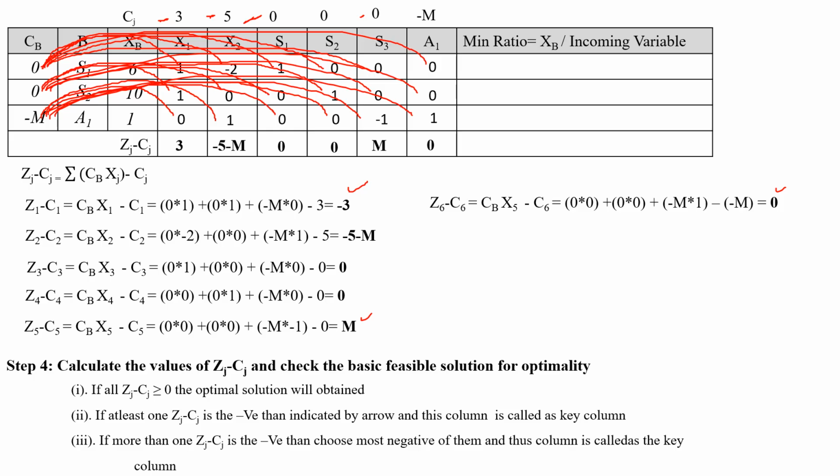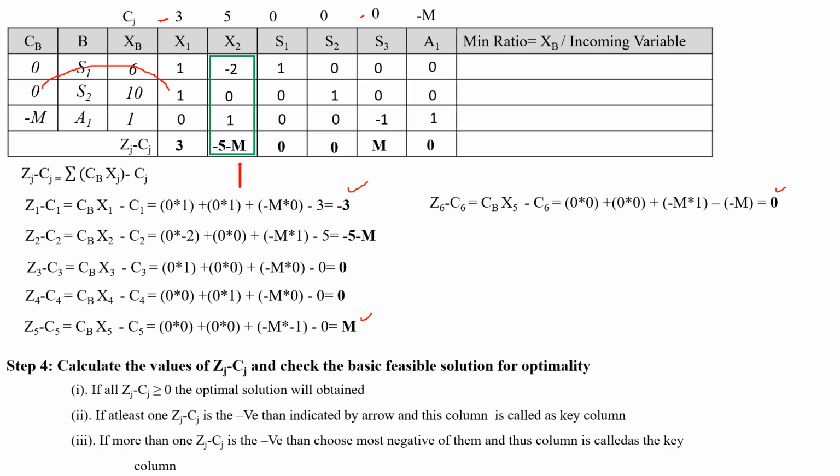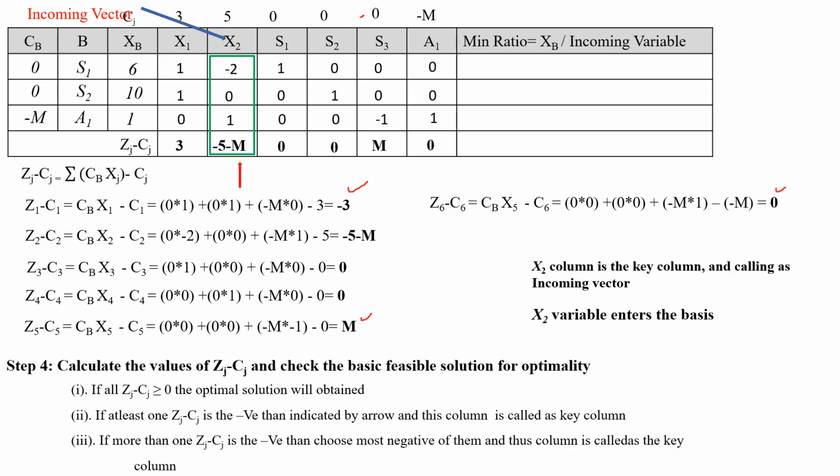So here the Zj minus Cj values are 3, minus 5 minus M, 0, 0, M, 0. Among these values, the most negative value is minus 5 minus M. Then you have to select this value, and the respective column is the x2 column. The x2 column we call the key column, and the respective vector x2 is incoming into the basis. So the x2 variable enters the basis.